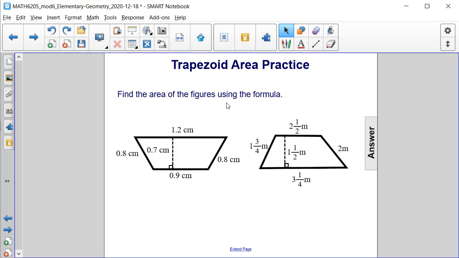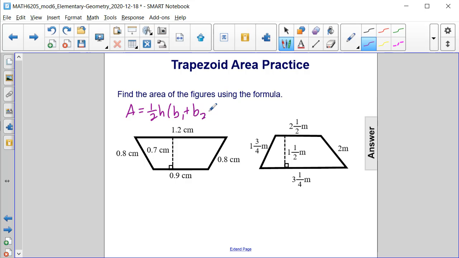Find the area of the figures using the formula for the area of a trapezoid. Well, we know that the area of a trapezoid is found with the formula 1/2 times the height times the sum of both bases, or base 1 plus base 2. In our first problem, our height is perpendicular to our bases, so that's 7/10 of a centimeter is our height. And 1 2/10 of a centimeter is going to be one base, and then 9/10 of a centimeter is going to be our second base.